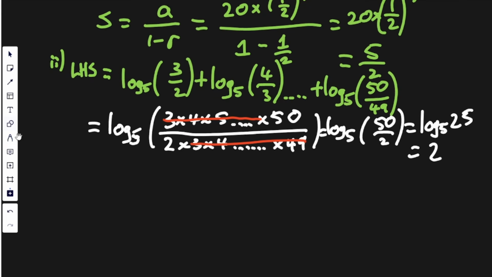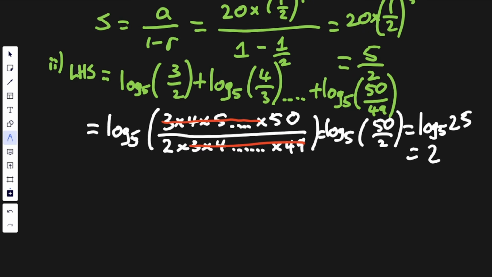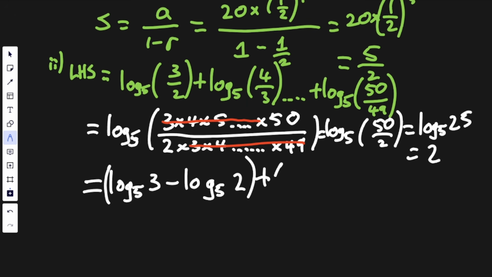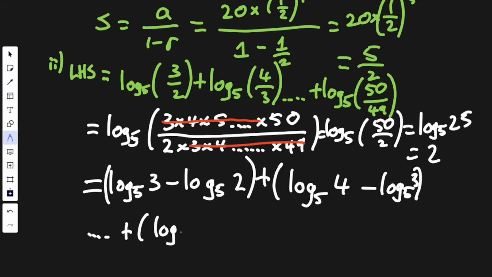Now what about the subtraction one? This one I think is more logical than this. The subtraction one, we have log 5 of 3 minus log 5 of 2. And if you're a further math student, you've probably seen this technique before. It's called telescoping. Next one is log 5 of 4 minus log 5 of 3, dot dot dot, plus log 5 of 50 minus log 5 of 49.